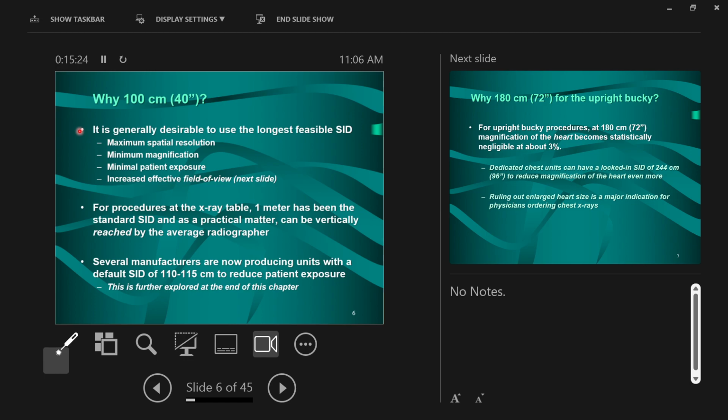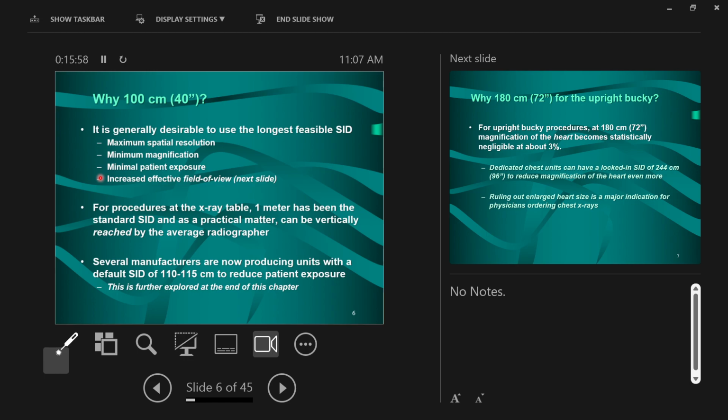The longer your distance is from the source of radiation, the clearer the images will be. So it is desirable, as they say, to use the longest feasible source to image distance, but we have human level limitations to the distance we can use, okay? So longer SIDs give us the best possible spatial resolution for all the other factors, assuming they're not changing. The minimum possible magnification, minimal patient exposure, and the widest possible field of view at the long distances.